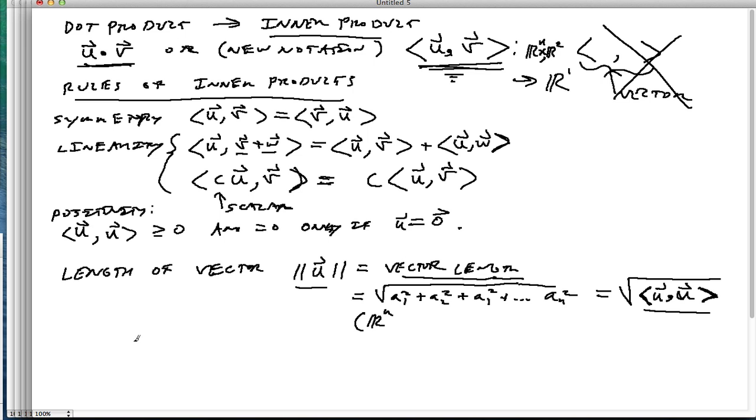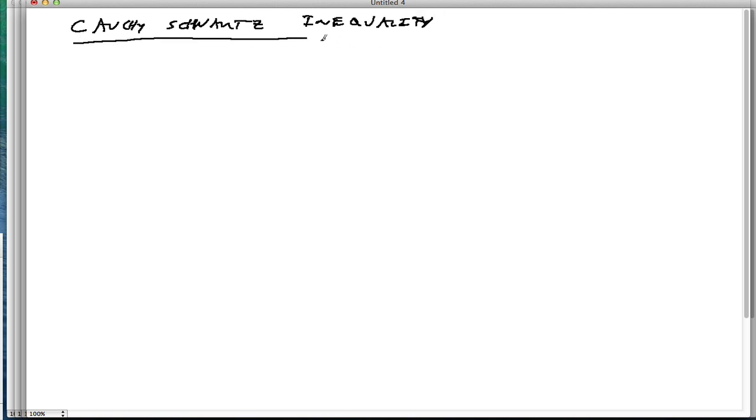The second property that is very important now is something called the Cauchy-Schwarz inequality. Apologies for the poor handwriting there. It's a very neat property.